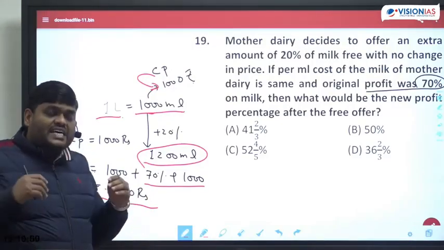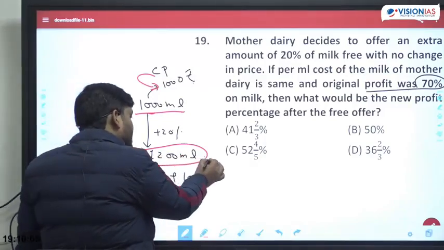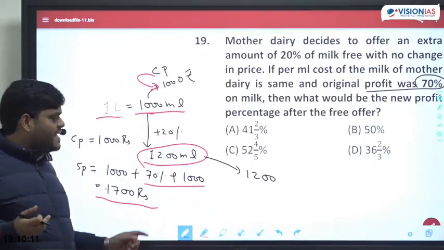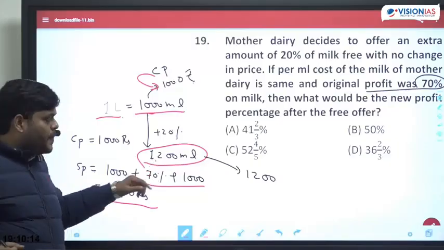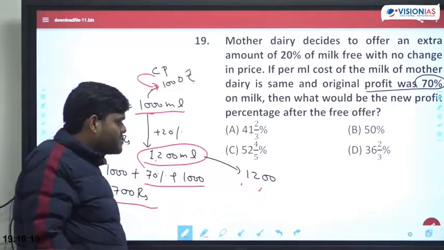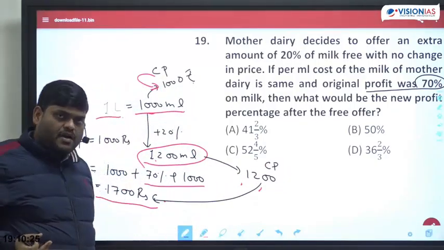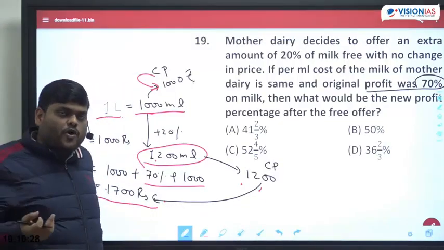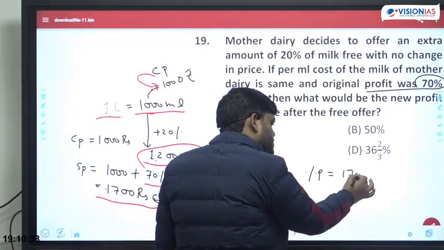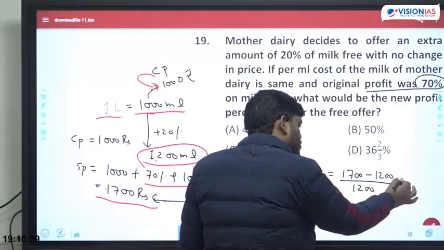Now what is the question? Mother Dairy is offering 20% more milk. That means the cost price will now increase to 1200 rupees. Why will the cost price increase? Because Mother Dairy is giving 200 ml more milk, so the price of the extra 200 ml, which is 200 rupees, will be added. Now CP becomes this one and SP remains the same. So what is the new profit percent? How can we find it out? New profit percent is (selling price minus cost price) upon cost price, into 100.